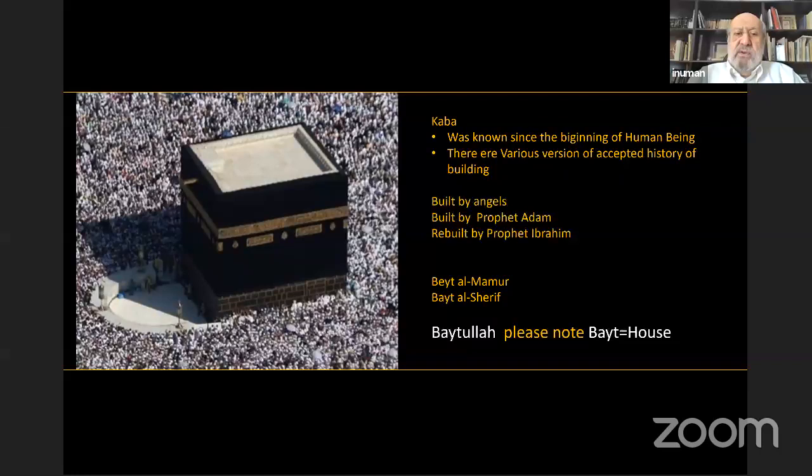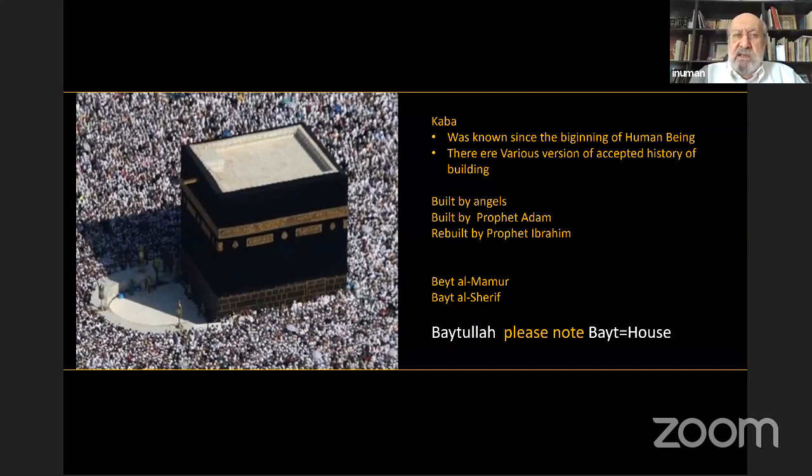So Adam has built the Kaaba, and through history, Kaaba was lost during Noah's flood and rebuilt by Prophet Ibrahim. There are many names for Kaaba, like Baitul Ma'mur, Baitul Sharif, and so on. But please note here that it is known as Bait, the house of Allah. So since the beginning, the house is accepted as a very crossing point or the focal point of the culture.